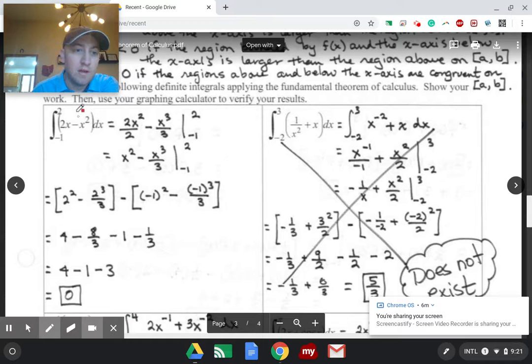Just using the answer documents already. So here the integral from -1 to 2 of 2x minus x squared. First thing we'd have to do is find the antiderivative of 2x and then minus x squared. So I'd have 2x squared over 2 minus x cubed over 3. And then there's our limits.